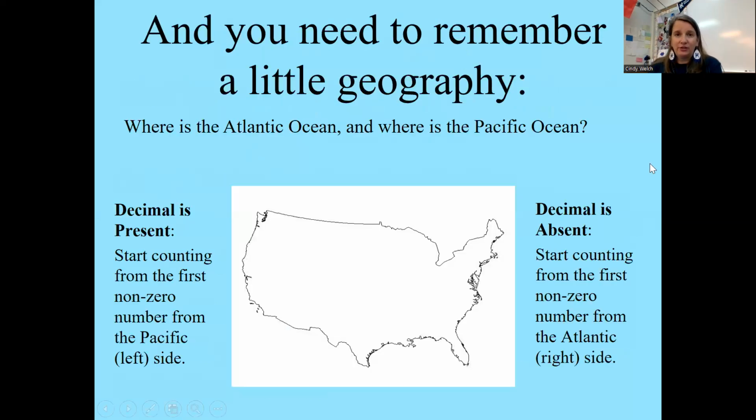So kind of use a little bit of geography here. We've got our Pacific Ocean on this side. We have our Atlantic Ocean on this side. Pacific is for present. So if there is a decimal point present, you're going to start counting on the left side of the number. You're going to start counting at the first non-zero, and then you're going to keep counting. If there is no decimal point, if it's absent, like Atlantic, then you're going to start counting on the right side. Again, go to your first non-zero number, start counting, and keep counting.